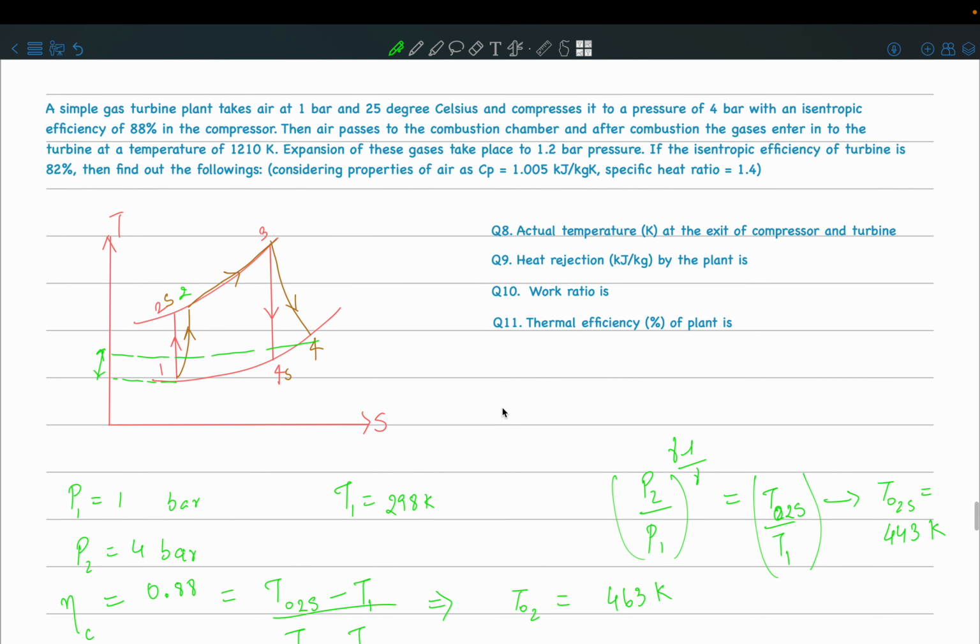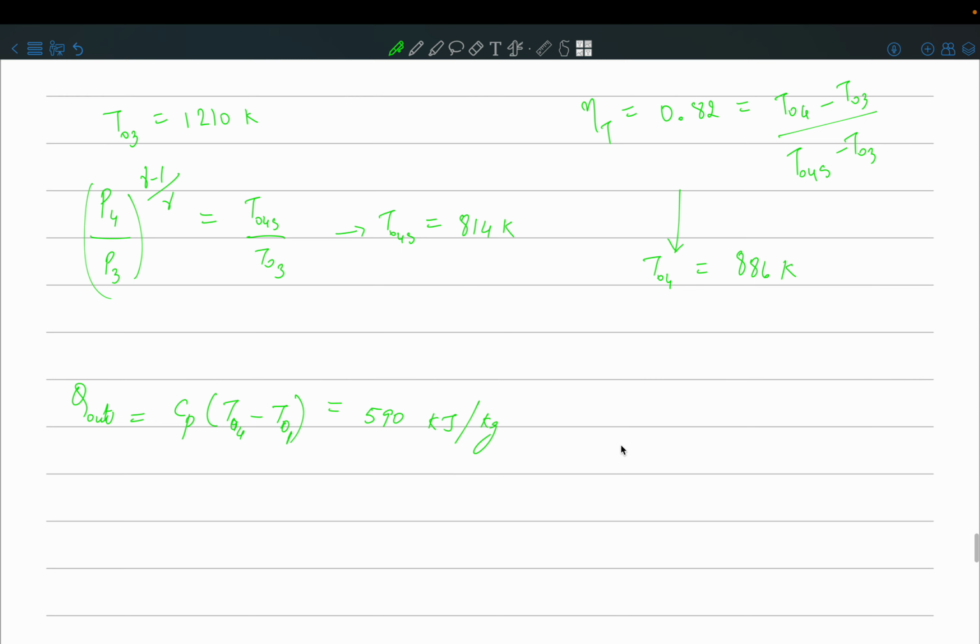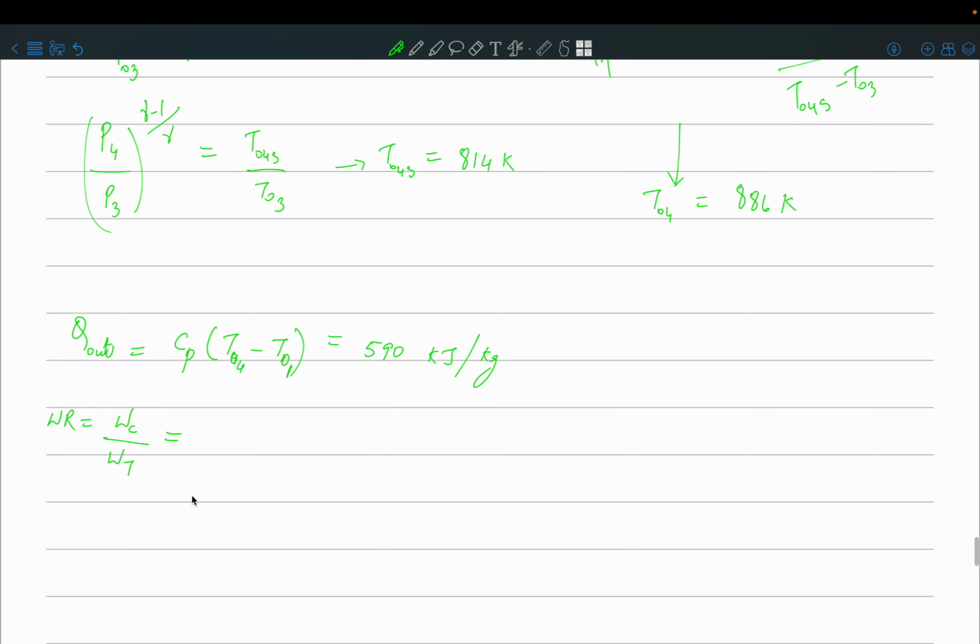Then the next part is the work ratio. Work ratio is WC by WT. And also you have to find the net work done. So net work is equal to WT minus WC. That you can calculate as Cp delta T0 for the turbine minus Cp delta T0 for the compressor. So what is net work? Please calculate and tell me.